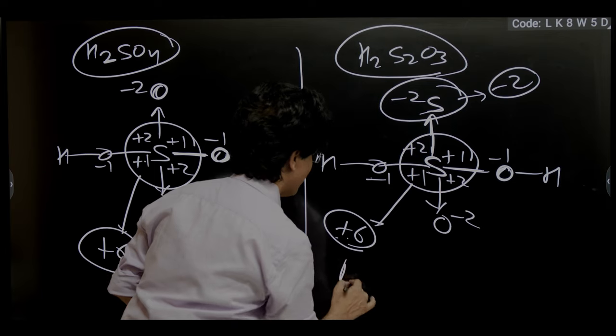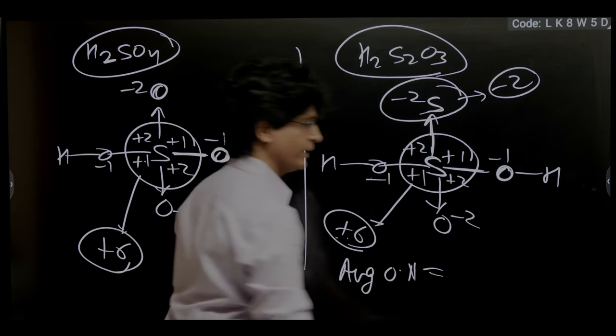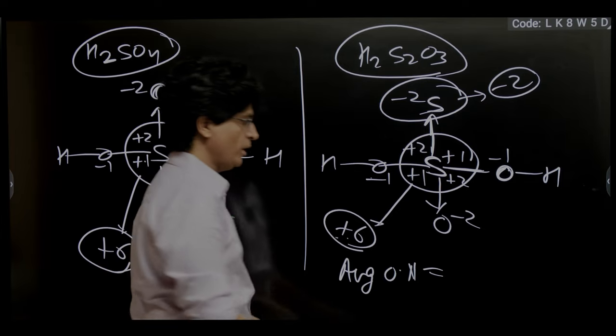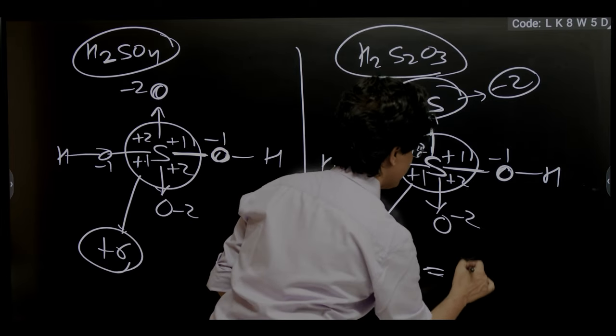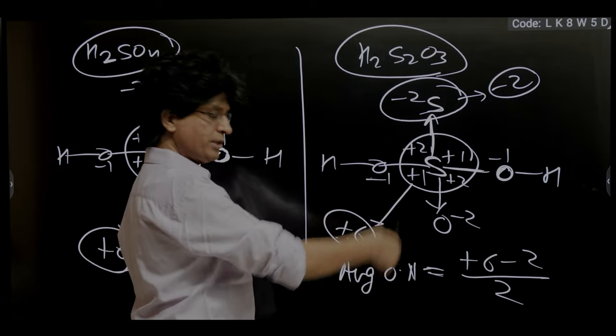Now if they ask you the average oxidation number of sulfur, how much will it be? Come on, tell me. It will be plus 6 and minus 2 divided by 2 sulfur atoms. This is called the average.